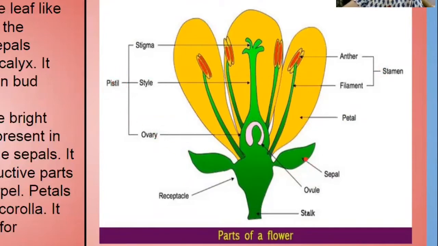Here you can see the sepals. Sepals are the green outermost circle of the flower which protects the bud. When the flower is in the bud stage, at that time it protects.